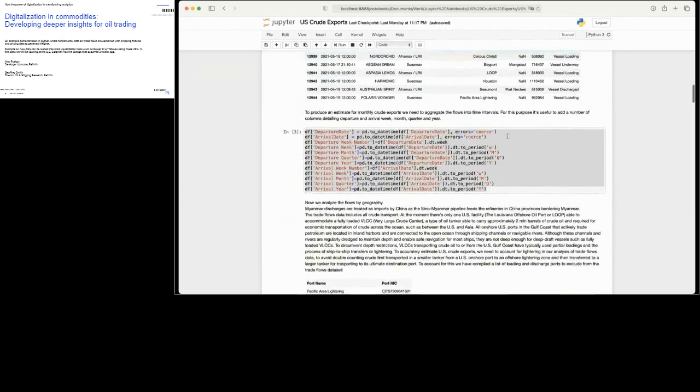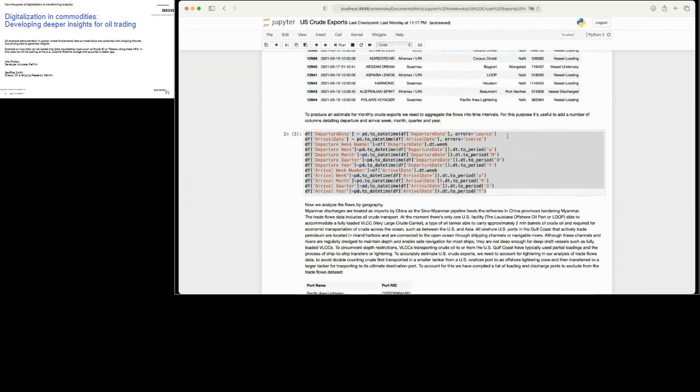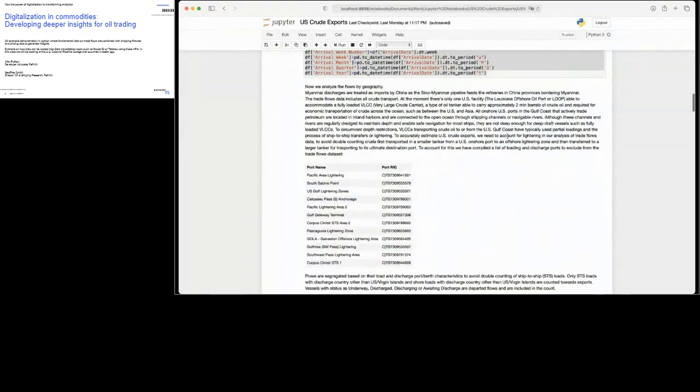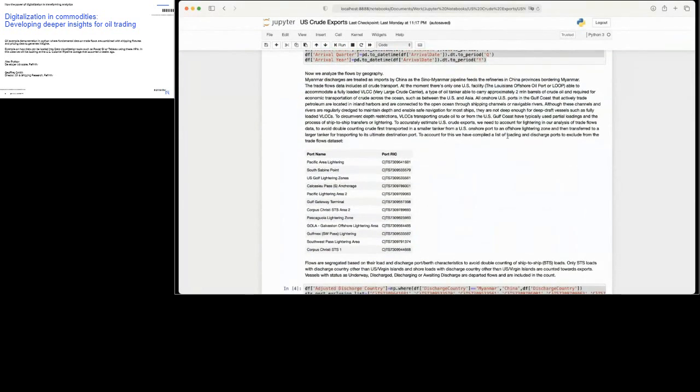To produce an estimate for monthly crude exports, we need to aggregate the flows into time intervals. For this purpose, it's useful to add a number of columns detailing departure and arrival, week, month, quarter, and year, and this is what I do in this block of code. And now we can analyze the flows by geography. For the purpose of this exercise, Myanmar discharges are treated as imports by China, as the Sino-Myanmar pipeline feeds the refineries in China provinces bordering Myanmar.